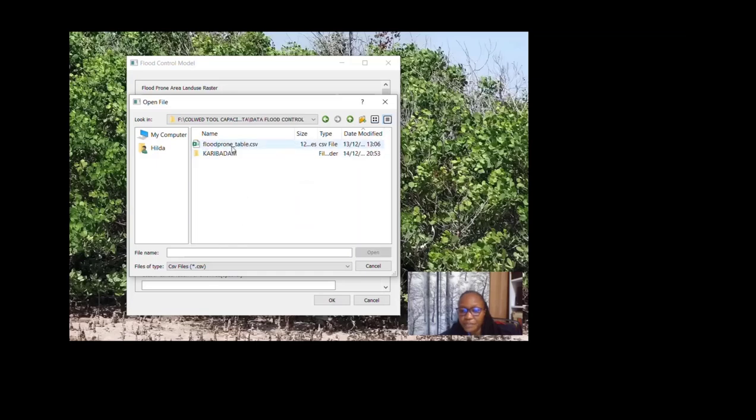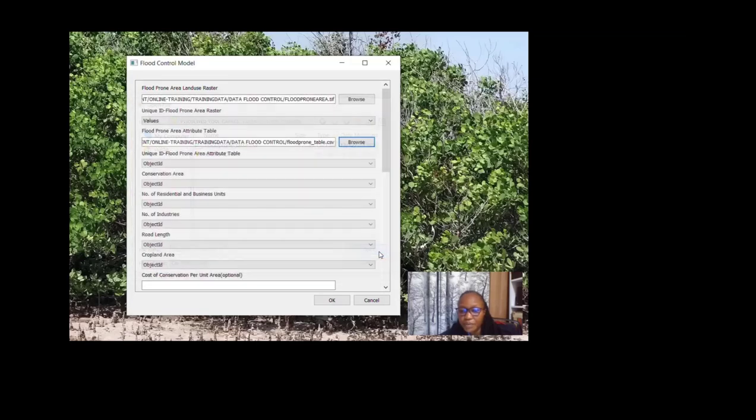And we have the flood prone table. So you realize the unique ID here for the raster is the values. The unique ID for the attribute table is object ID. These two have the same values in the column, which will now enable the raster to pick all the values that it's supposed to pick from the CSV file.